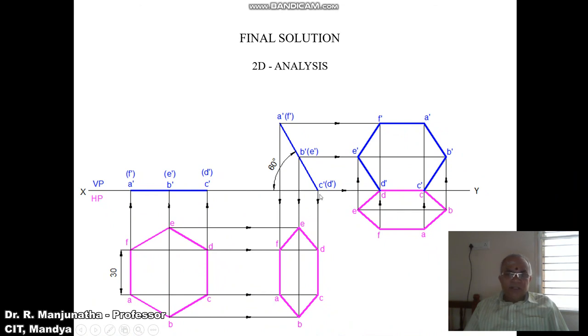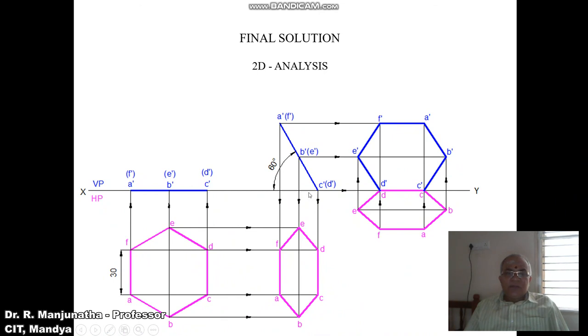Similarly, draw a vertical projector from C dash and D dash, and draw a horizontal projector from C and D. Both these 2 points will intersect at the respective points of C and D. And you mark A, B, C, D, E, F. Then join A to B, B to C, C to D, D to E, E to F, and F to A with a dark line.